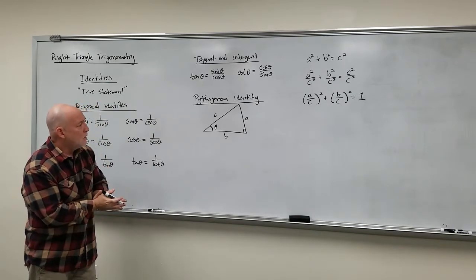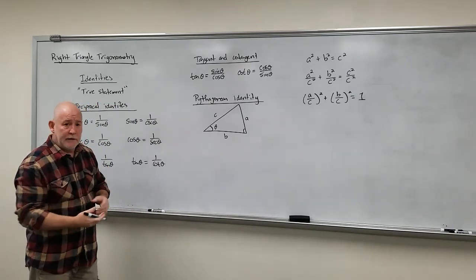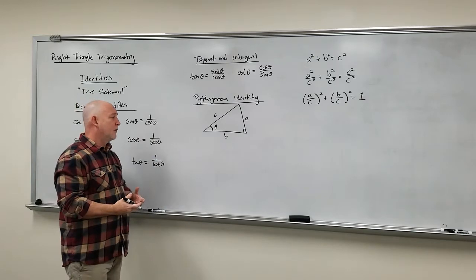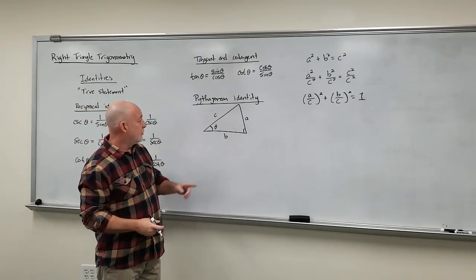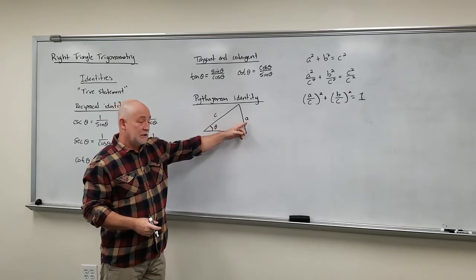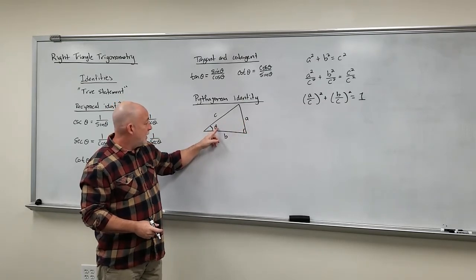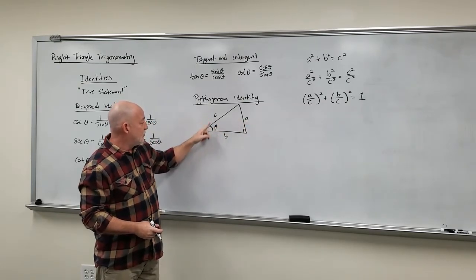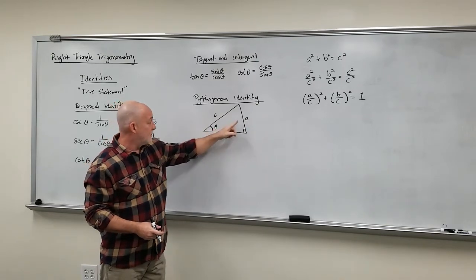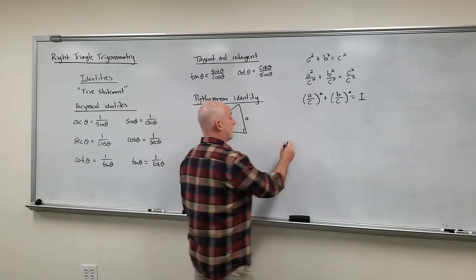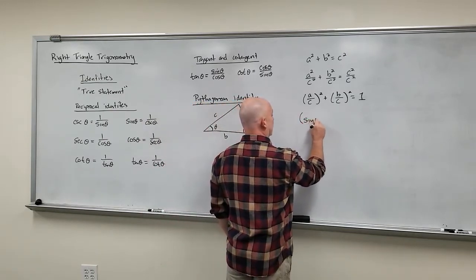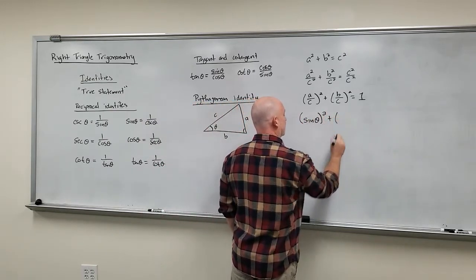All right, so what did that get us? Well, we're supposed to be talking about trig here, so if we now take a look at our triangle, and I look at the ratio of A over C, according to this, A over C would be the sine of this angle because A is the opposite of theta and C is the hypotenuse. So I can write this as the sine of theta squared.